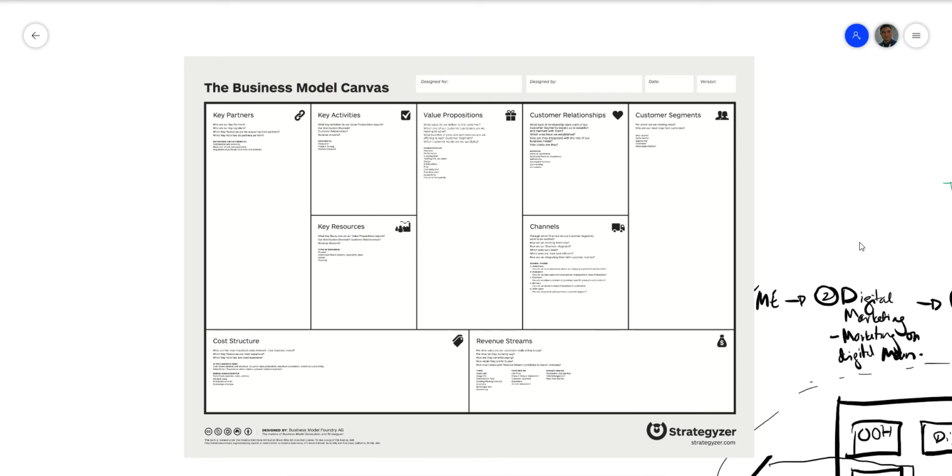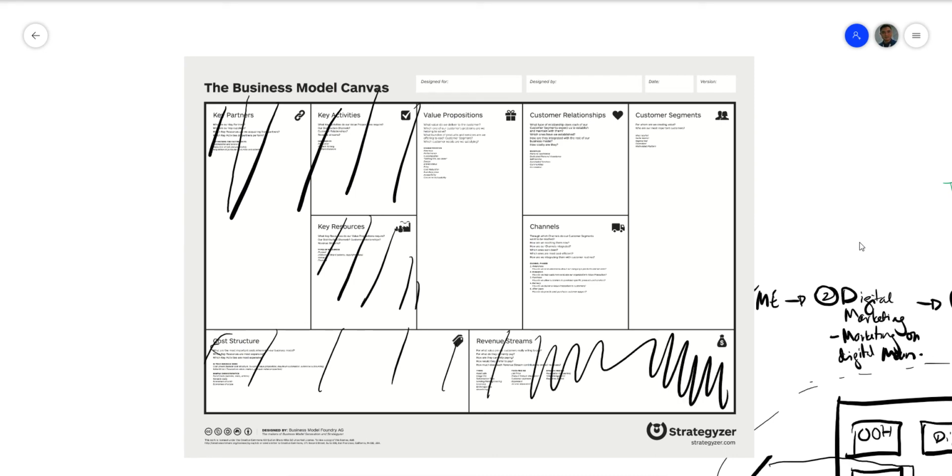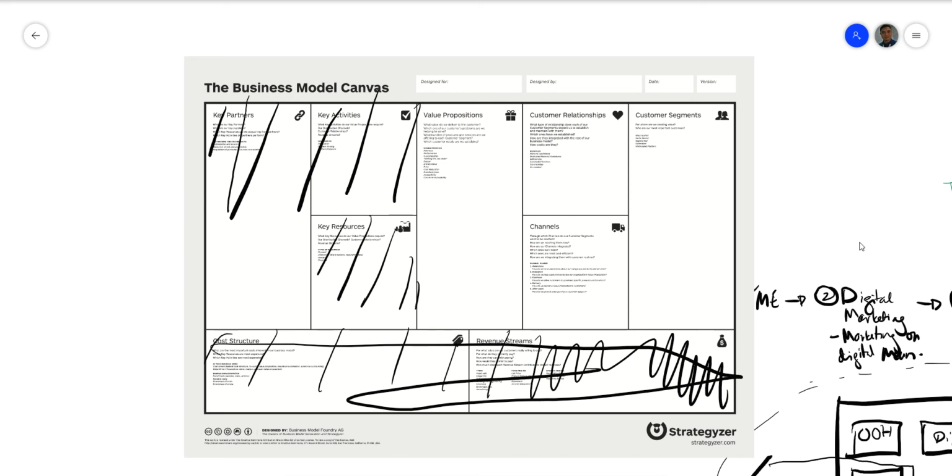Okay, when I say business model, I am always thinking of the business model canvas. For the purpose of this discussion, I am not interested in partners, key activities, key resources. I don't care about that. I don't care about your cost structure, and I don't care about your revenue stream. Okay, we ignore all these.